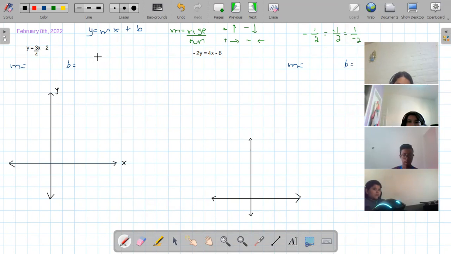What is my slope? 3/4x. 3 over 4, only the number without the variable. So 3 over 4. Very good. Now, my y-intercept will be b, including the sign that is in front of it as well. Okay, the constant is b. So in this case, what is my constant? -2. -2. Very good.